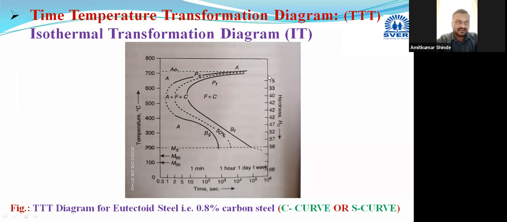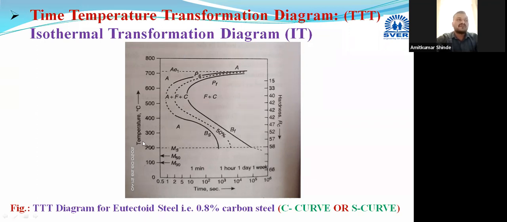Here you will get the hardness values. Here pearlite will be there, with lower hardness values. In bainite, a little bit higher hardness values. Then on the martensite side, we will get the highest hardness. So this is the time temperature transformation diagram, or IT diagram.